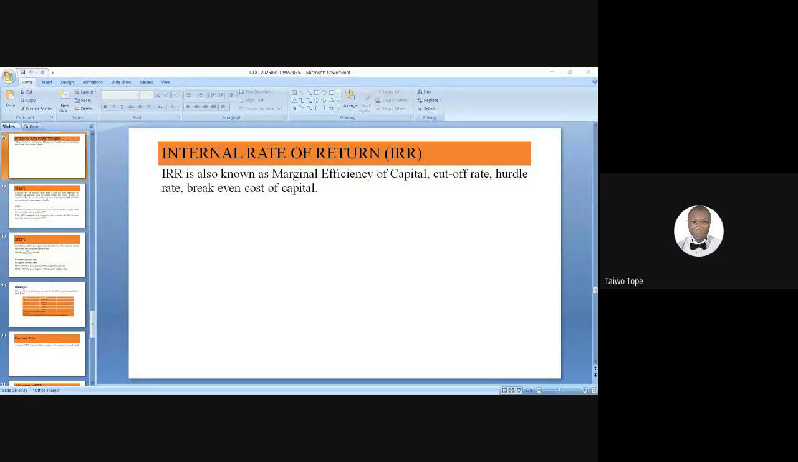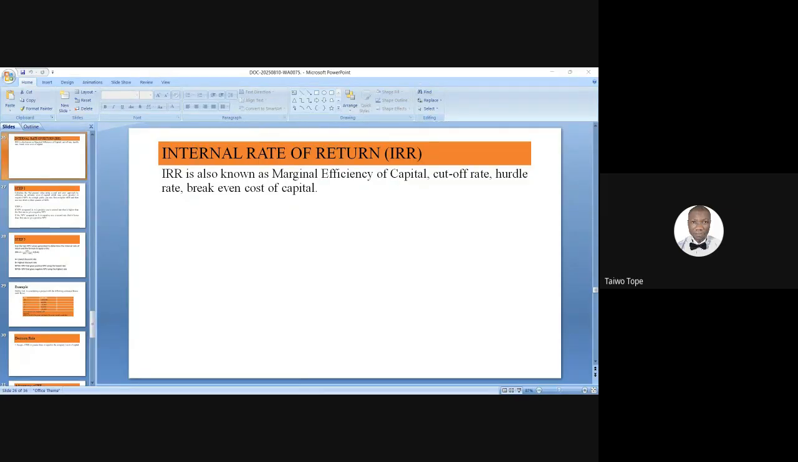So good evening, everybody. In our last class, we discussed discounted cash flow, talking about investment appraisal, and we looked at one of the methods of investment appraisal using the discounted cash flow approach, which is NPV, that is net present value. So today we're going to continue that discussion by looking at the internal rate of return.